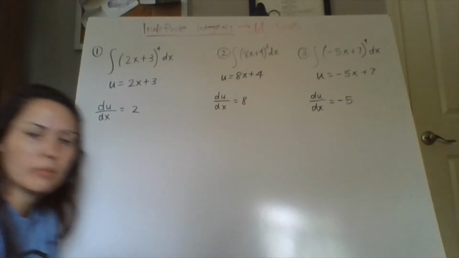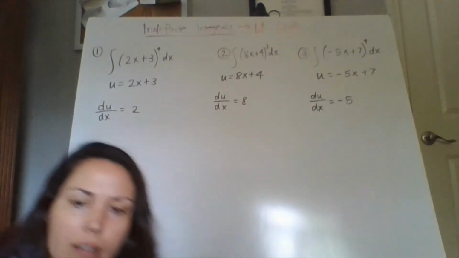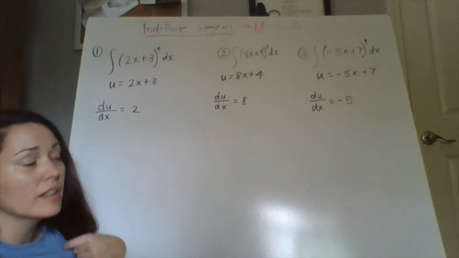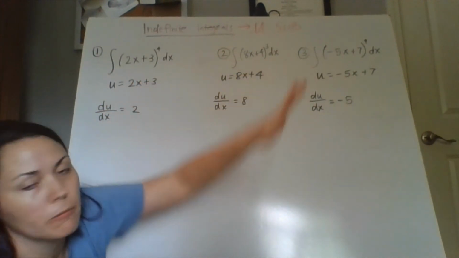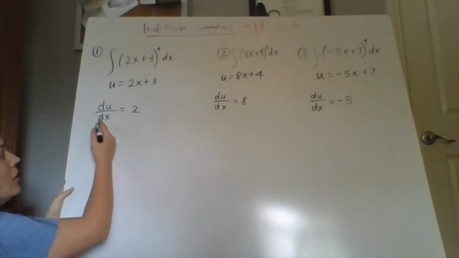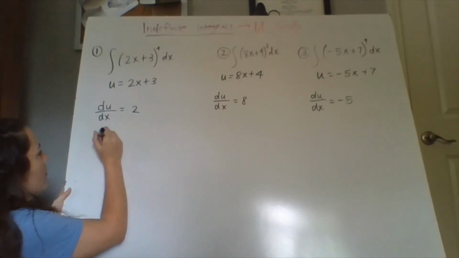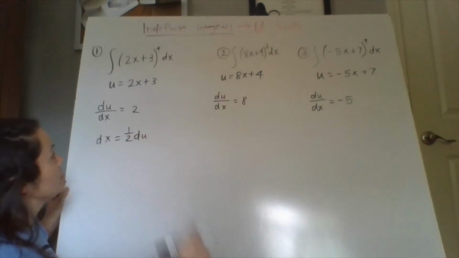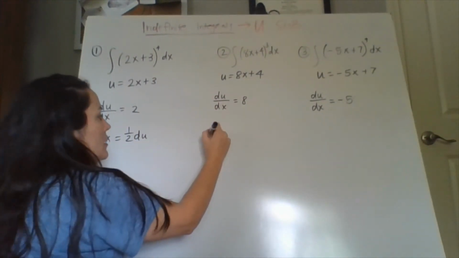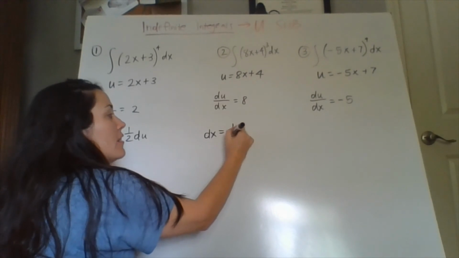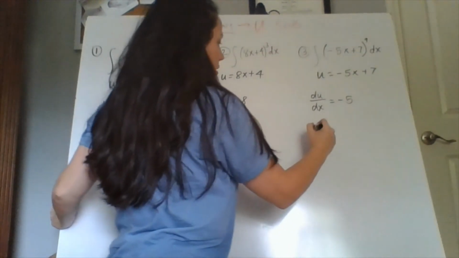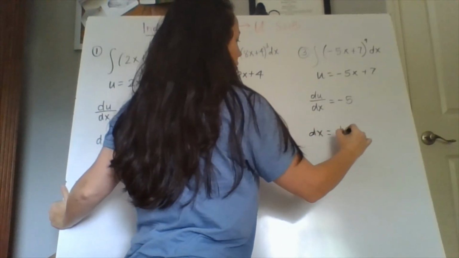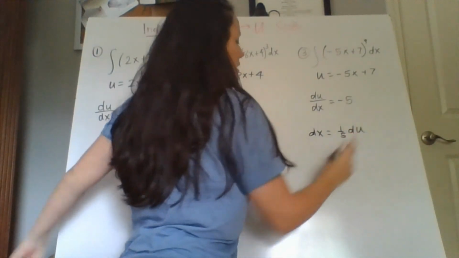Now, I like this next step. Not everybody does it this way, but I feel like it's the easiest way. We're going to solve each of them for dx because we want to substitute. So quickly, dx is 1/2 du. Dx is 1/8 du. And dx is 1/5 of du.